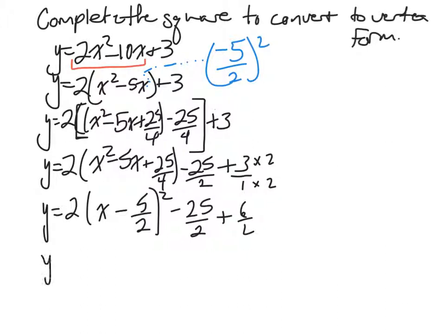And to finish it off, we say y equals 2 times x minus 5 over 2 squared. And then what's negative 25 plus 6? I believe that's negative 19 over 2. Our vertex in that case would be positive 5 over 2 comma negative 19 over 2.